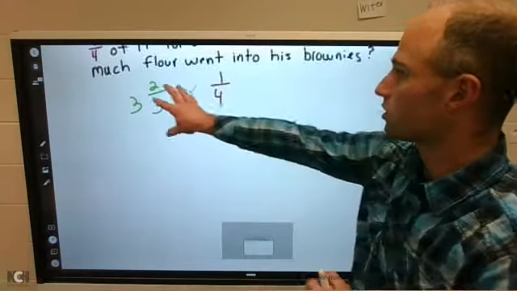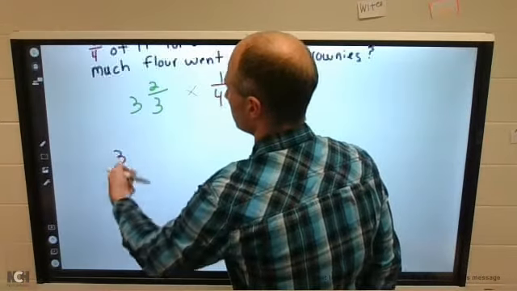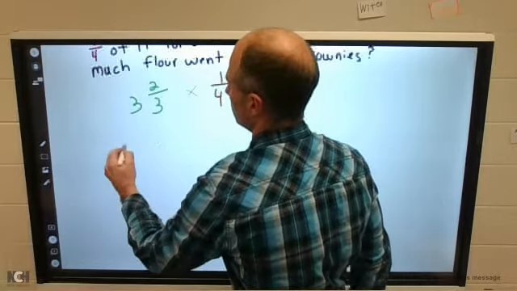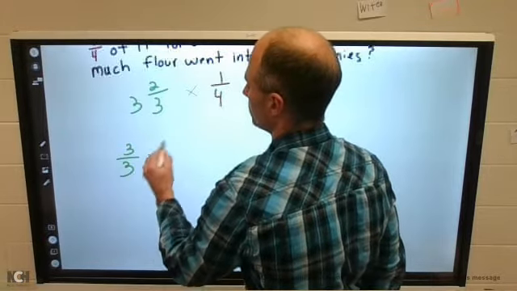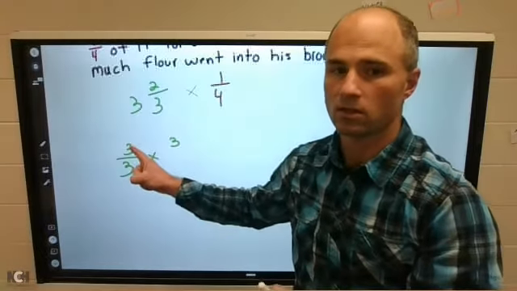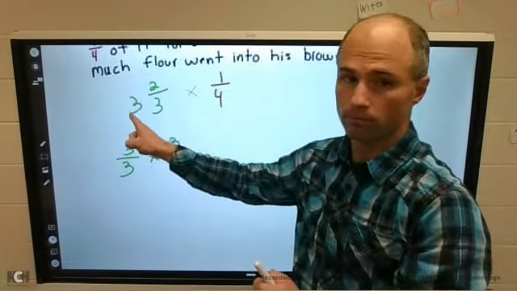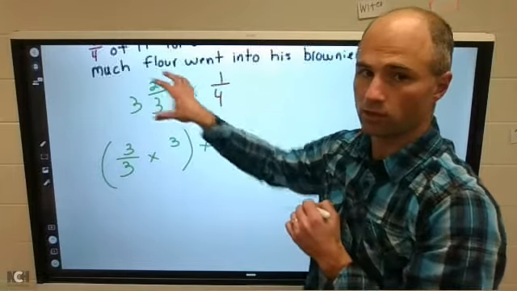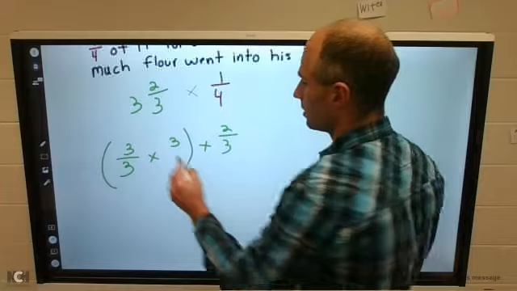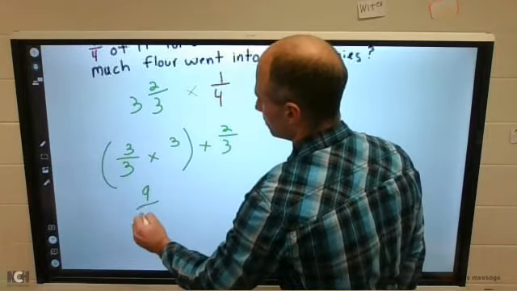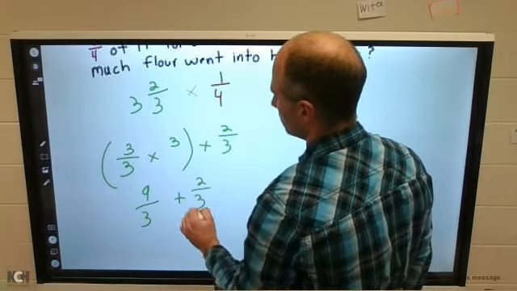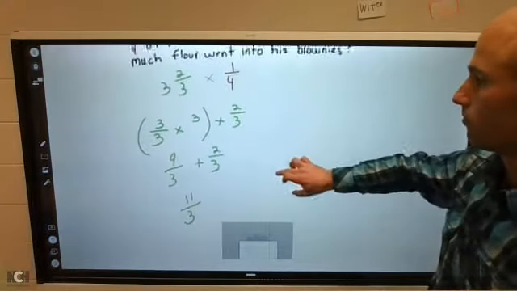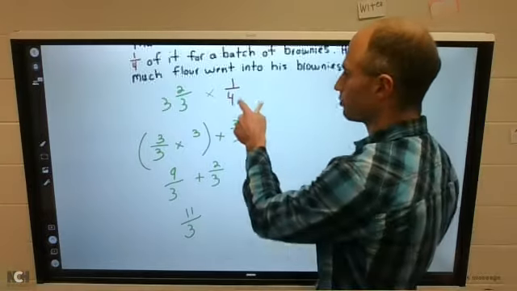So just like we were doing yesterday, we're going to turn that into an improper. So we have 3 2/3. So we're going to use 3/3 times 3. Why am I doing that? Because 3/3 means 1, and we have 3 of them. And then we'll add our fraction from our mixed number once we get this improper part of it. 3/3 times 3 equals 9/3 plus the 2/3 equals 11/3.